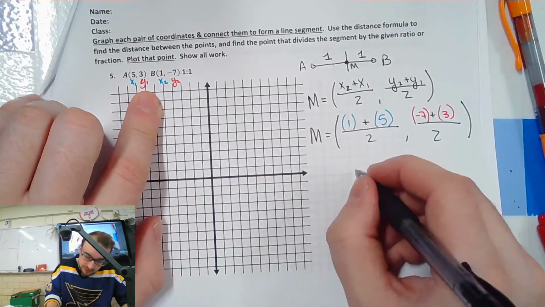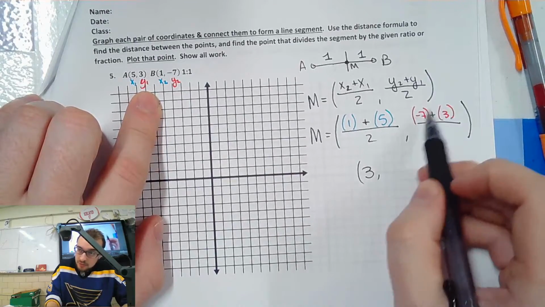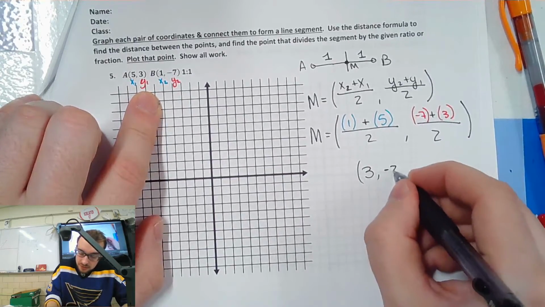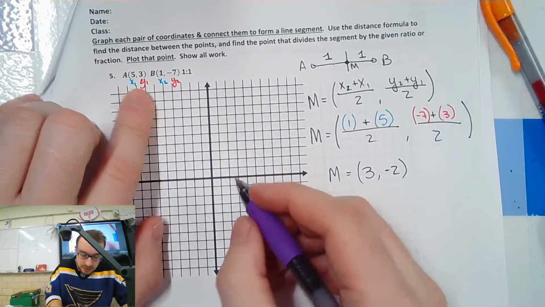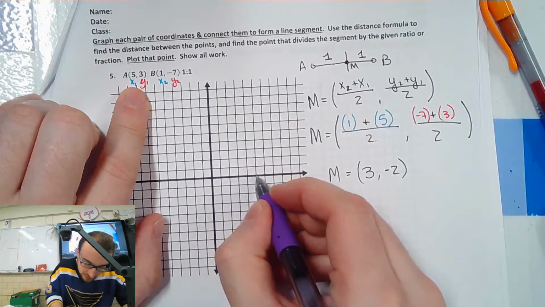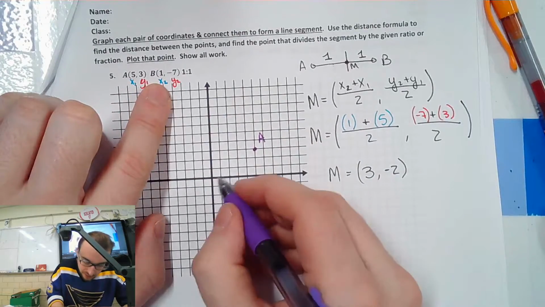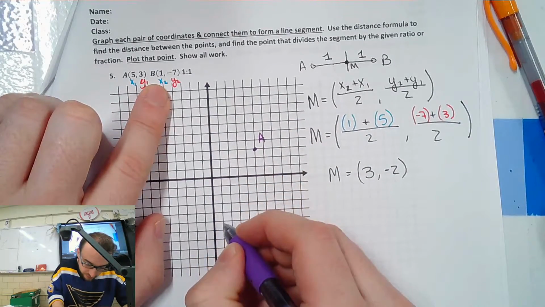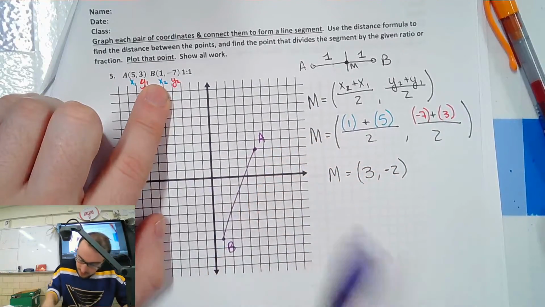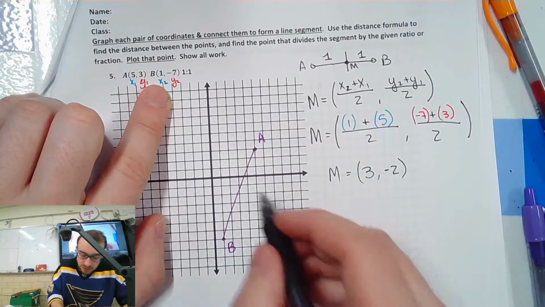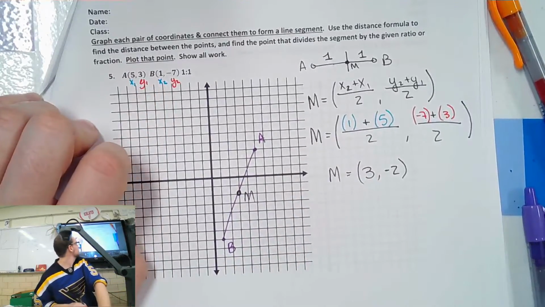1 and 5 makes 6, and when I divide that by 2, I get 3. -7 and 3 makes -4, and I divide that by 2, I get -2. So that's our midpoint. And if you graph A and B, A is at 5, 3: 1, 2, 3, 4, 5, up 3. There's A. And you graph B, 1, -7: 1, 2, 3, 4, 5, 6, 7. If you draw your line well, which I really didn't, you'll find the midpoint is right in the middle. Right there. 3, -2. Okay?